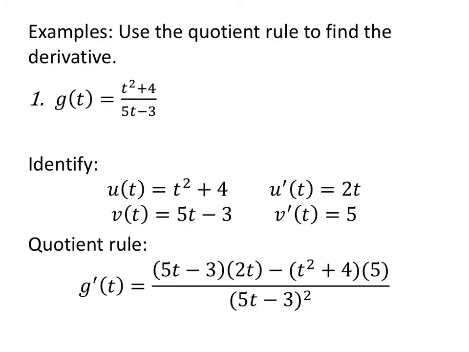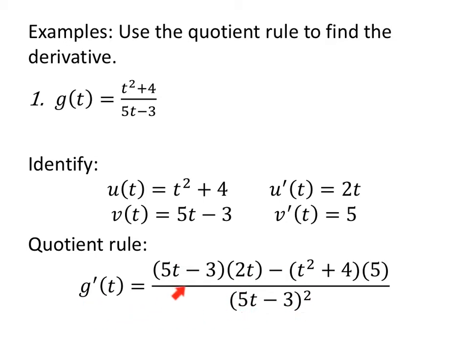So let's use the quotient rule to find some derivatives. Here's g of t equals t squared plus 4 over 5t minus 3. I'm going to identify u of t, my high, t squared plus 4. My v of t is my low, 5t minus 3. And then I'll take the individual derivatives. The derivative of t squared plus 4 is 2t. The derivative of 5t minus 3 is 5. And if I identify my functions and find their derivatives, it's much easier to put them into the proper form.